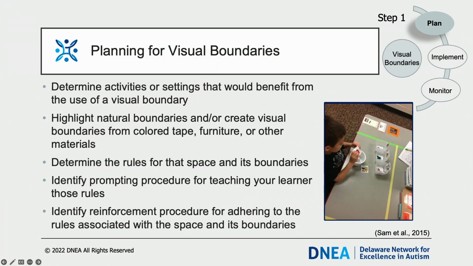It is important to make sure these rules are clearly defined and taught to the individual. It is also important to identify your prompting procedures when teaching your learner these rules. In addition, when planning for visual boundaries, one must identify reinforcement procedures for adhering to the rules associated with the space and its boundaries.